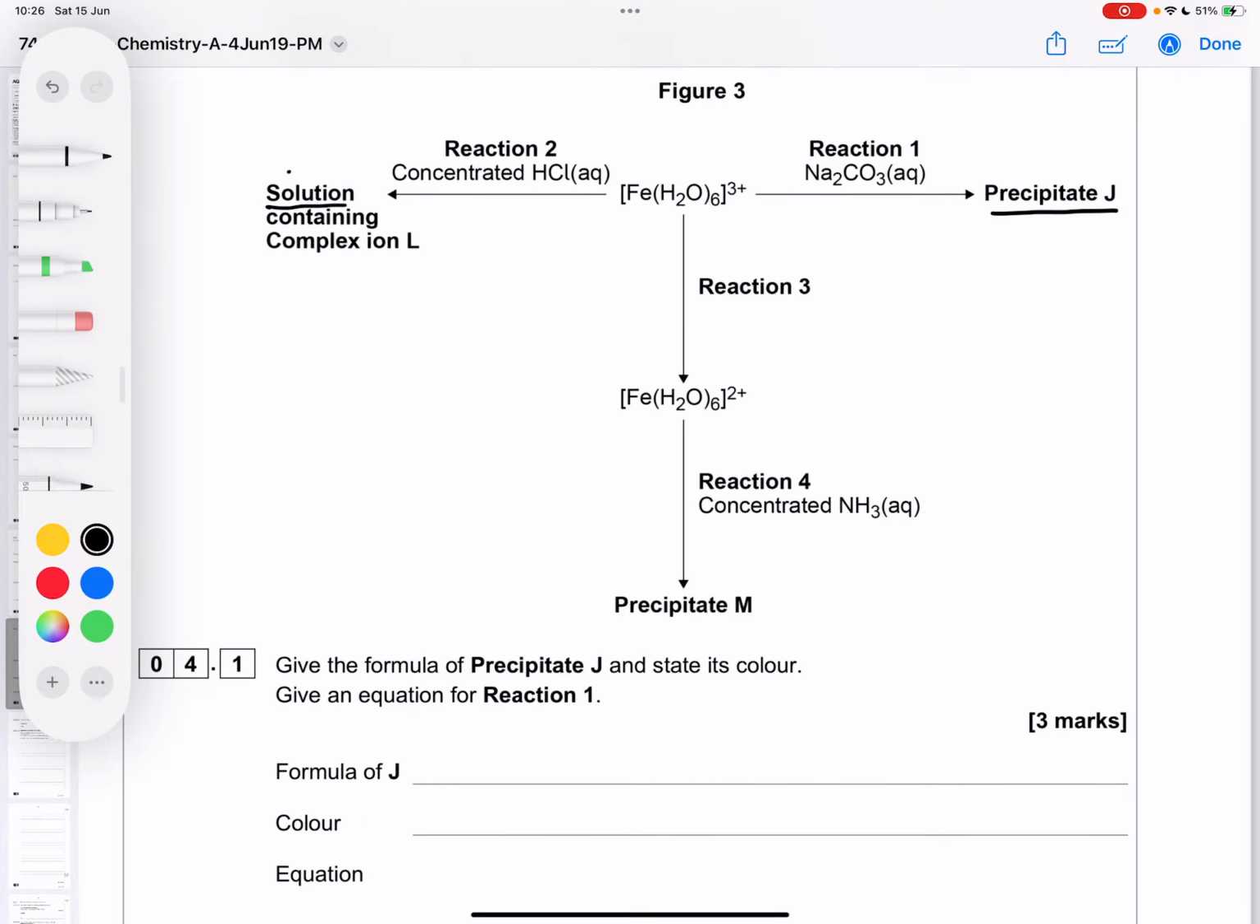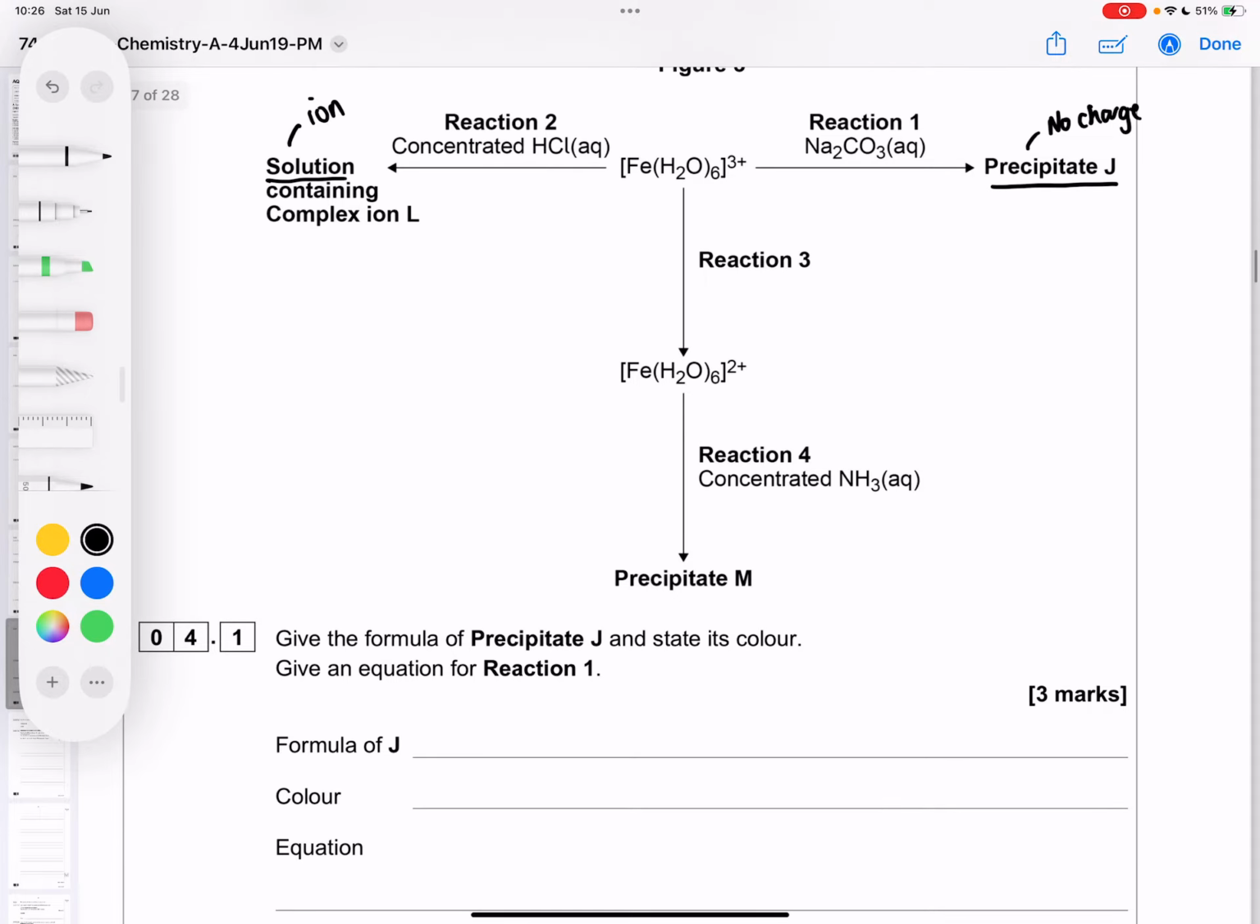We can see that sometimes we've got precipitates and sometimes we've got solutions. Now the thing with transition metals is if you're getting a solution, this is probably going to be an ion, and if we're getting a precipitate, there's going to be no charge on the complex. So this is a little clue to help you come up with things, to help you remember your formulas. We've got to give the formula of the precipitate J.